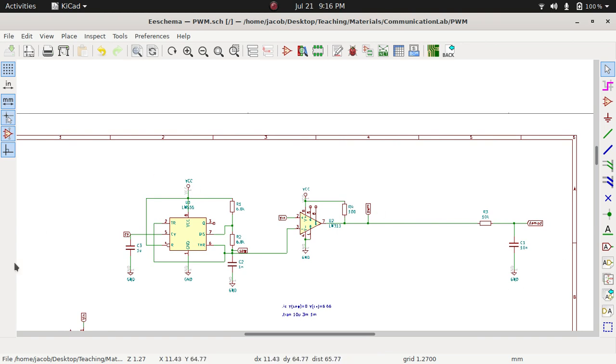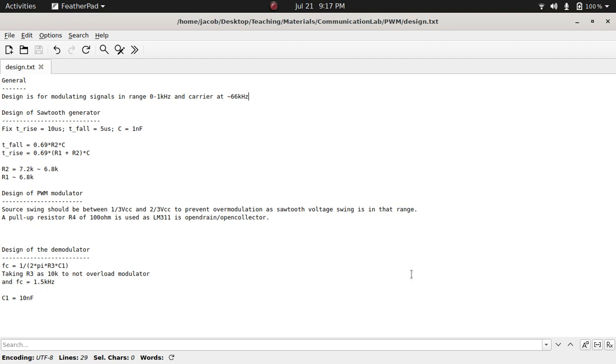So we have 3 components which we will look into the design. The 555, which is acting as a sawtooth generator. I am not using the digital output or the actual output pin of the 555, but instead I am tapping the signal from this capacitor itself, which is a sawtooth waveform. And then we have the PWM modulator, which is this comparator, and finally we have this PWM demodulator. So let's look at the design of each of these parts.